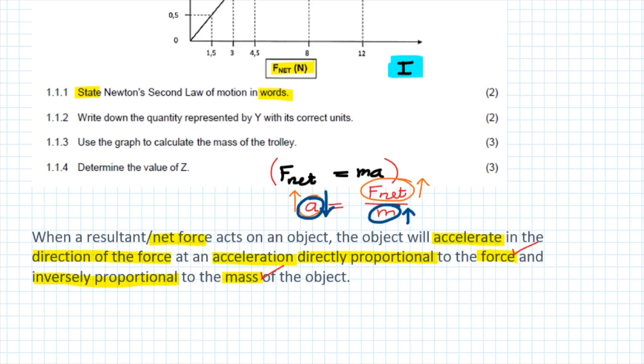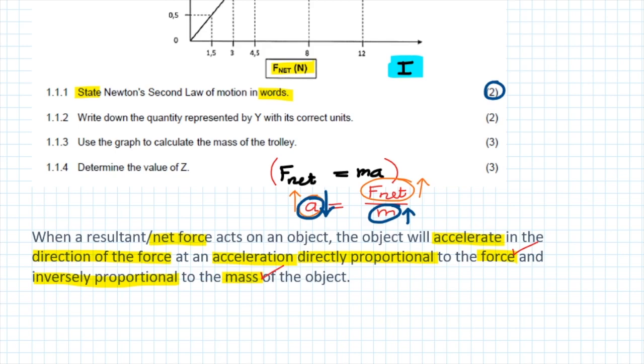So try to find links between the formulae and the definitions, because this is going to help you to get your 2 marks. Sometimes we award 1 mark for one part and the second mark for the second part of the statement, but sometimes it's all or nothing. So it's best to learn all of these definitions word for word and to make sure you don't leave any part of the statement out.